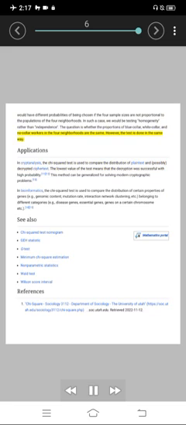In cryptanalysis, the chi-squared test is used to compare the distribution of plaintext and possibly decrypted ciphertext. The lowest value of the test means that the decryption was successful with high probability. This method can be generalized for solving modern cryptographic problems.